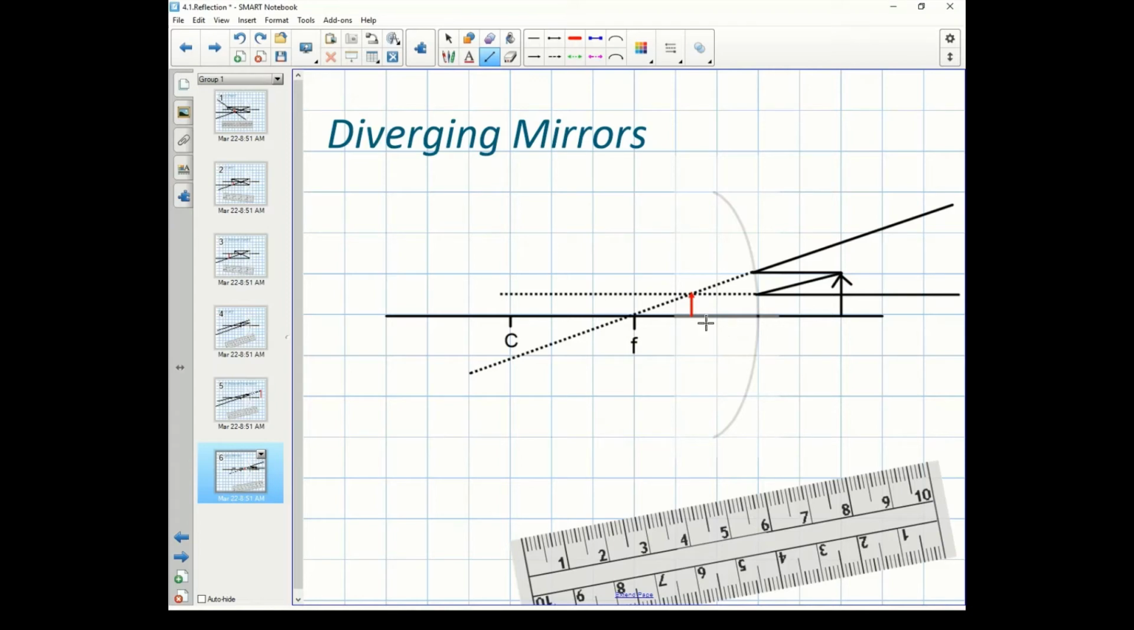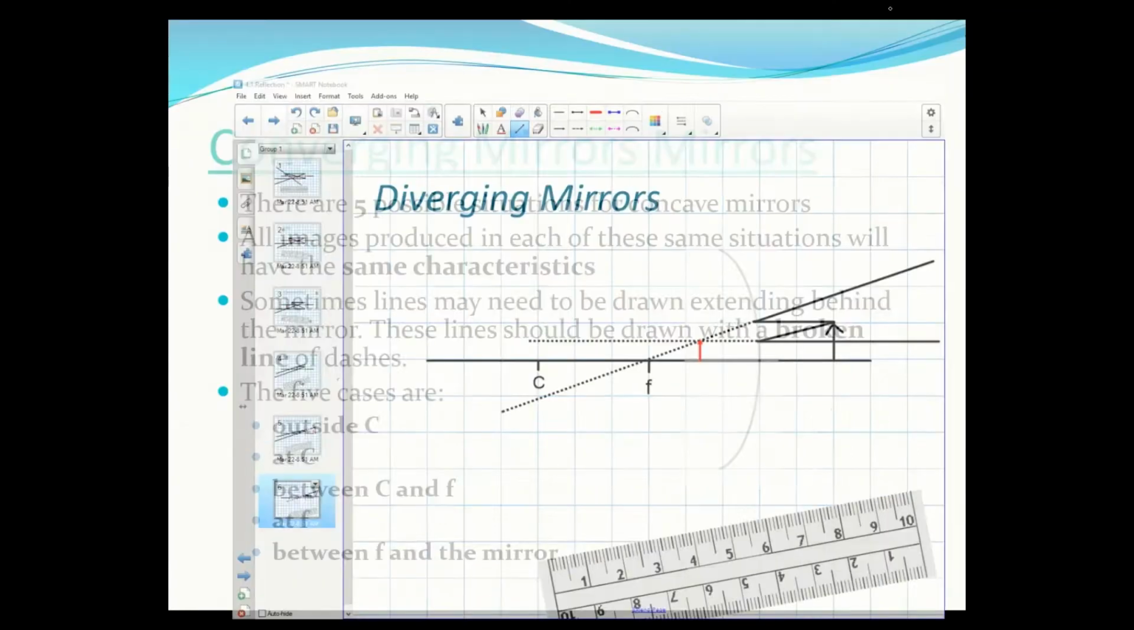So we produce an erect, smaller image, and because it's inside of the mirror, on the opposite side of our object, it's virtual. So it's erect, smaller, and virtual. Okay? Yes, those are ray diagrams. So there's practice in the homework for drawing those, and it lets us know our characteristics.